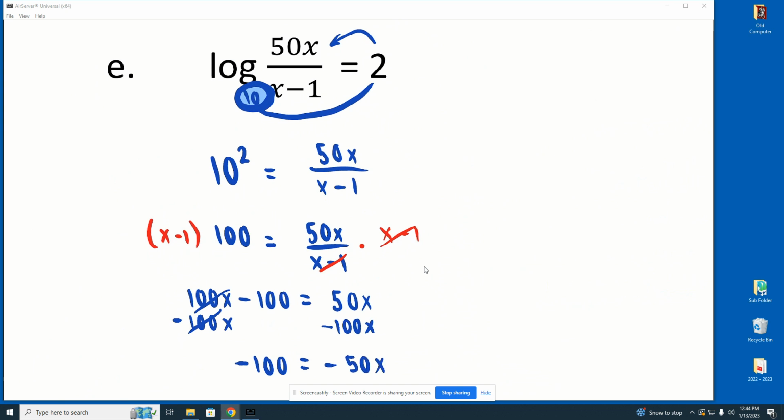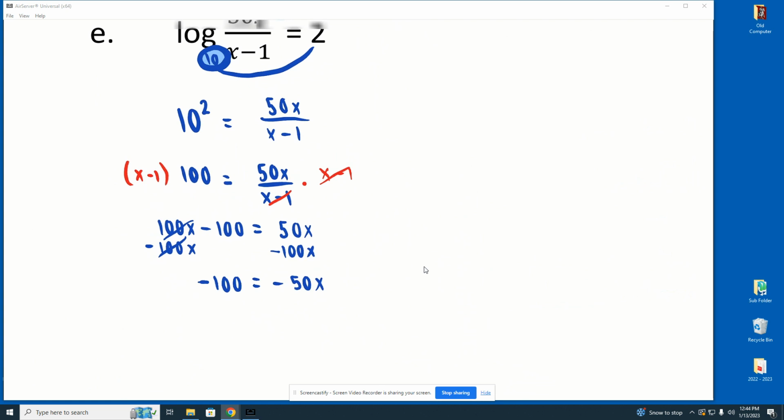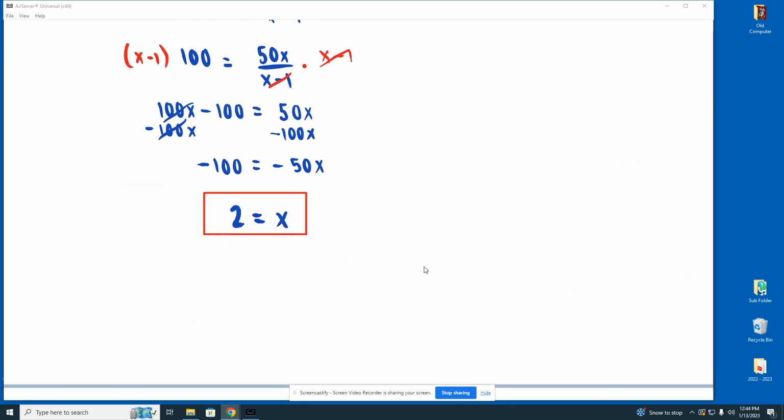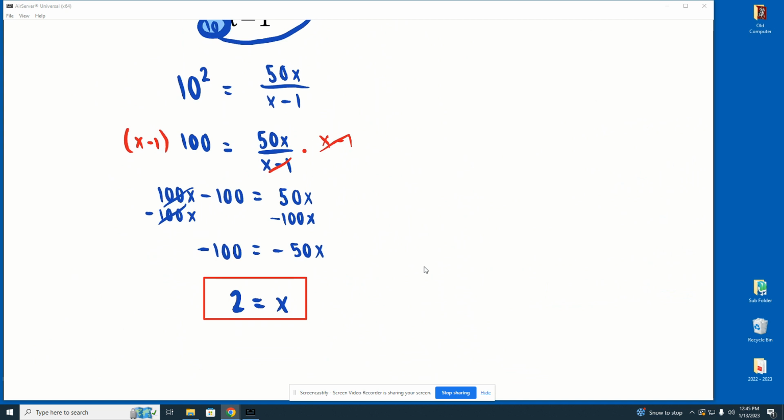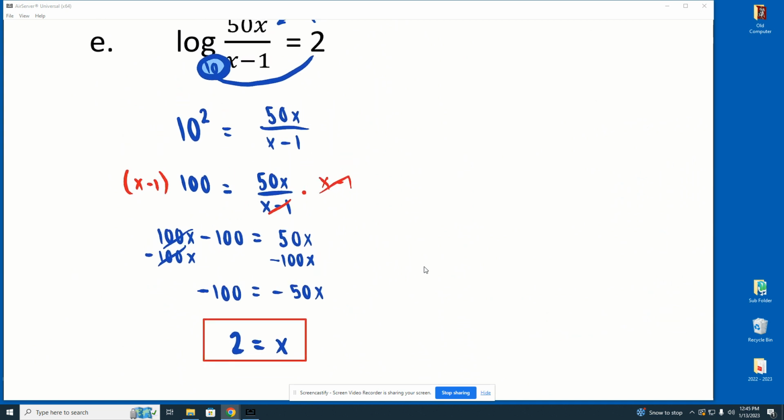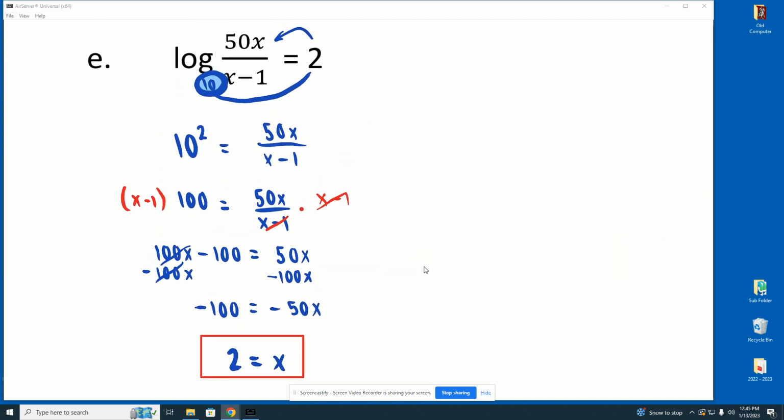And then to move that negative 50 away from x, we divide by negative 50. What's negative 100 divided by negative 50? Positive 2. X equals positive 2. And again, like I said with the last problem, I promise you, if you go plug that back in, it will work. It's not extraneous. Okay? We're just going to save some time and not do it.